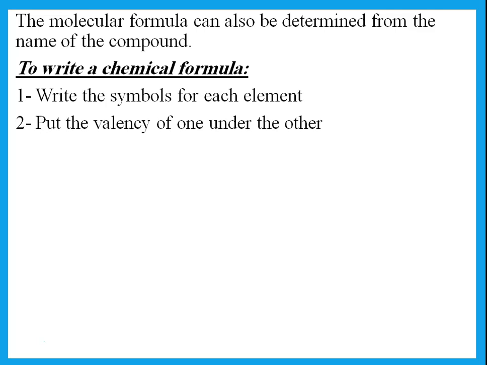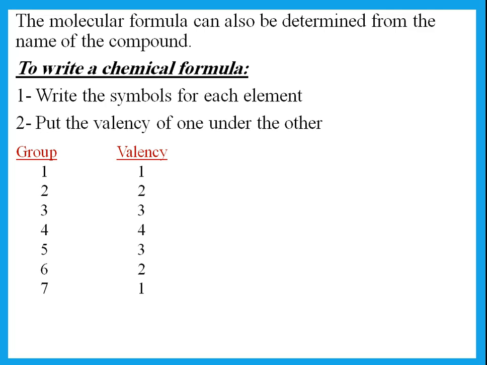Valency is basically the number of electrons lost or gained in order to have a full outer shell. For example, anything in group 1 has 1 electron in its outer shell. It needs to lose that 1 electron, so we say its valency is 1. Anything in group 2 has 2 electrons in its outer shell. It needs to lose these 2 electrons, so we say that the valency is 2. Anything in group 3 has 3 electrons in the outermost shell. It needs to lose them, so its valency is 3.